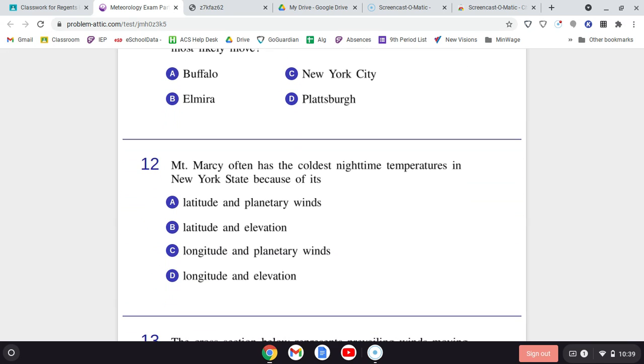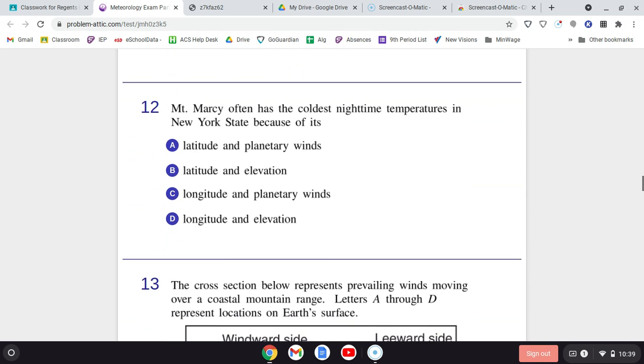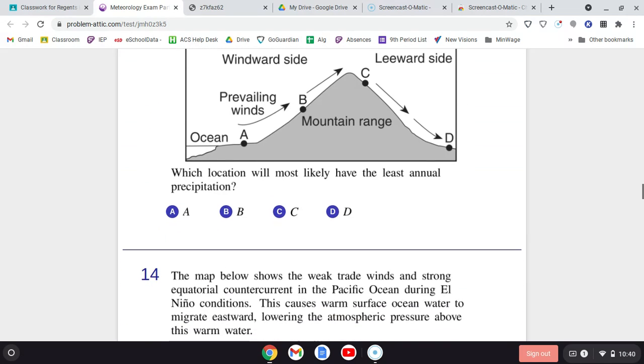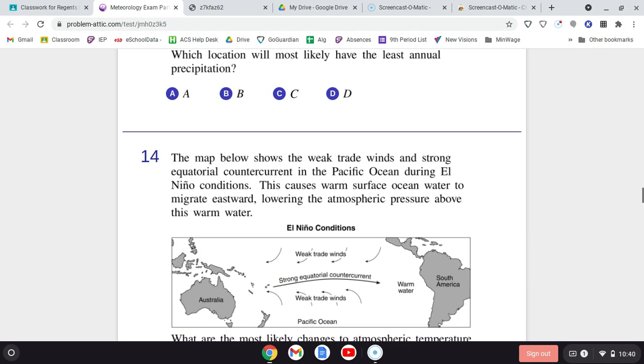Number 12. Mount Marcy, Mr. Andrew talks a lot about this, often has the coldest nighttime temperatures in New York State because of its what? Latitude or longitude, elevation or planetary winds. Find the two that make the most sense. Okay.